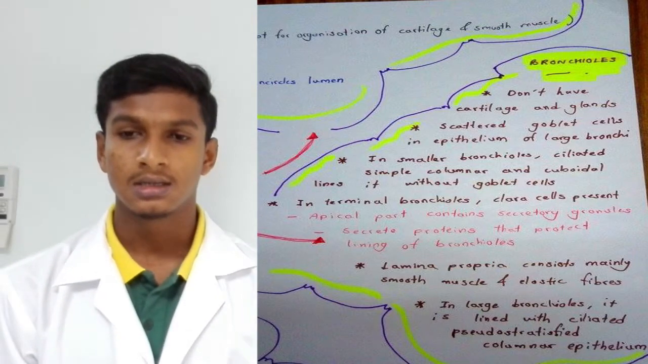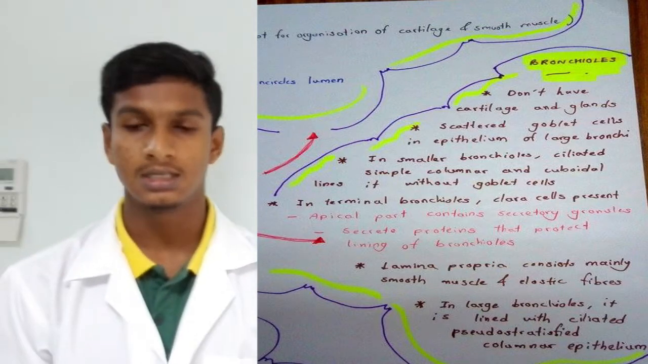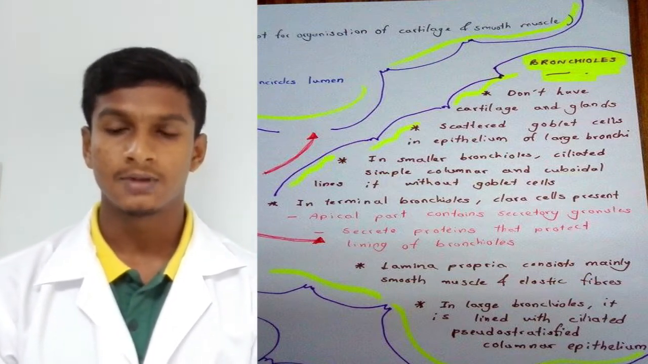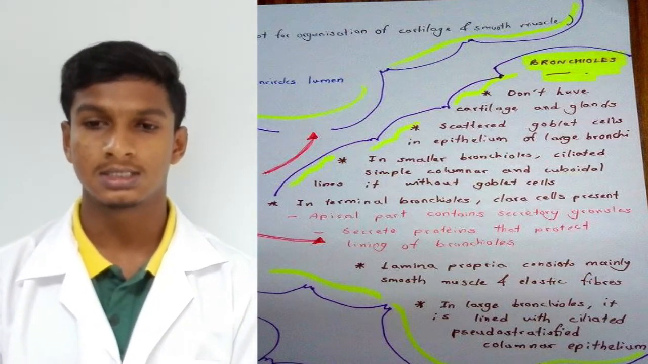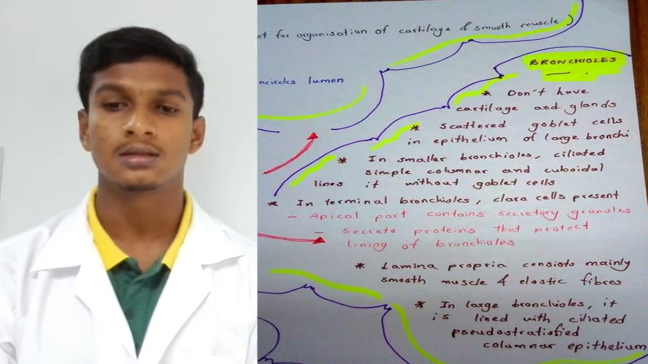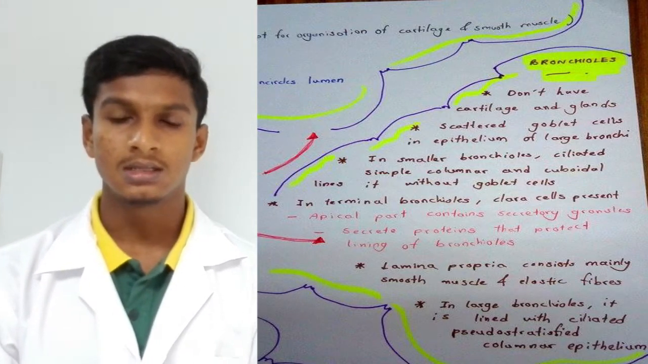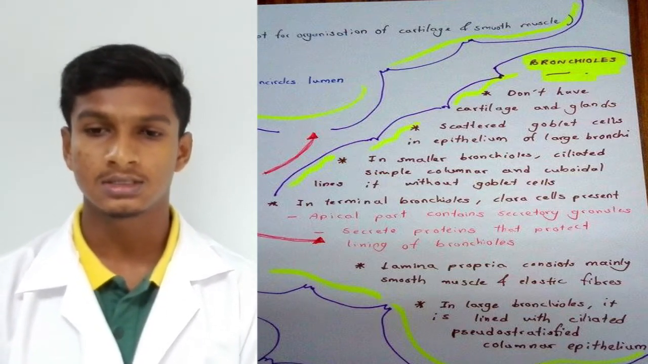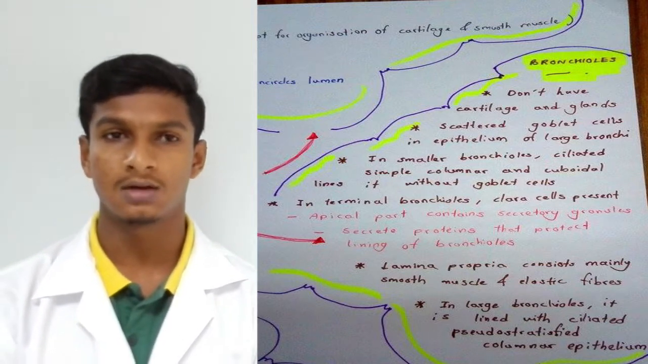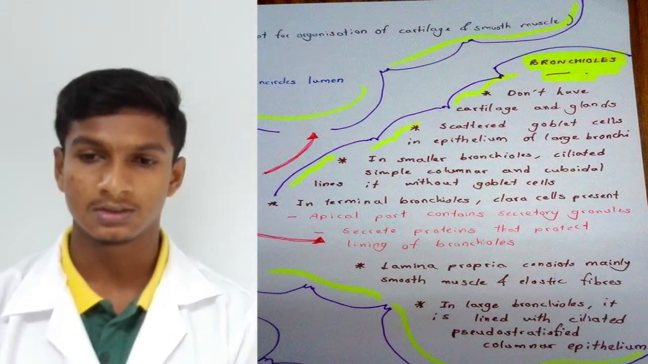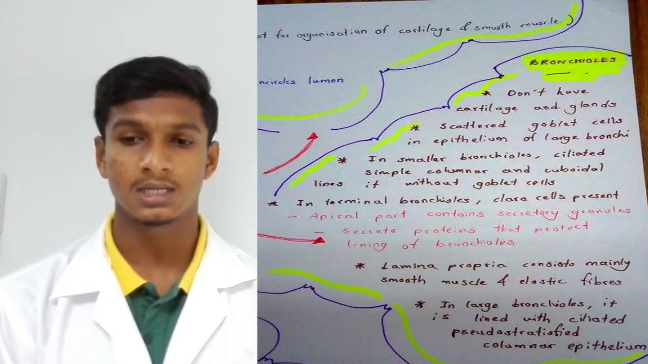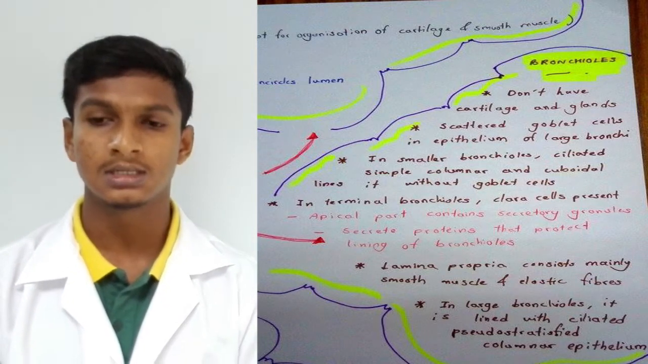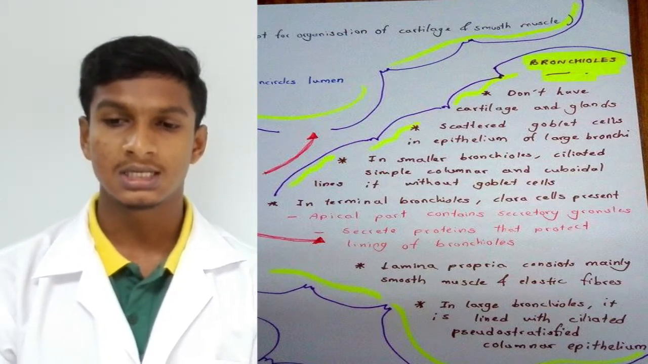Okay, now I'll go into bronchioles. They don't have any cartilage and glands, and they also have scattered goblet cells in the epithelium of the large bronchioles. In the smaller bronchioles, they are lined with ciliated simple columnar and also cuboidal cells without goblet cells. In the terminal bronchioles, club cells are also present. For the apical part, they contain secretory granules that secrete proteins that protect the lining of the bronchioles. And the lamina propria is also present, that consists mainly of smooth muscle and also elastic fibers. In the large bronchioles, it is lined with ciliated pseudostratified columnar epithelium.